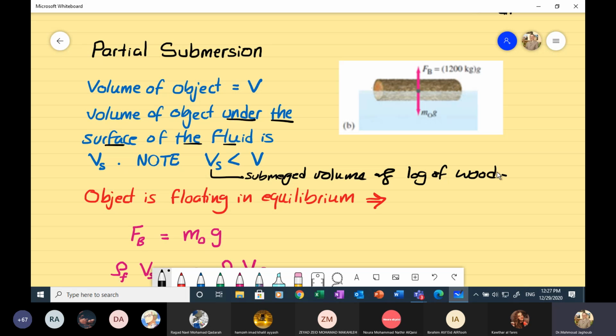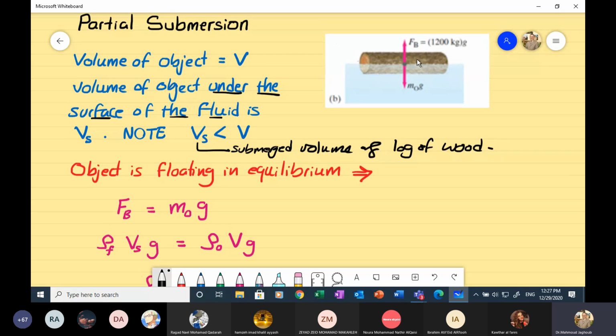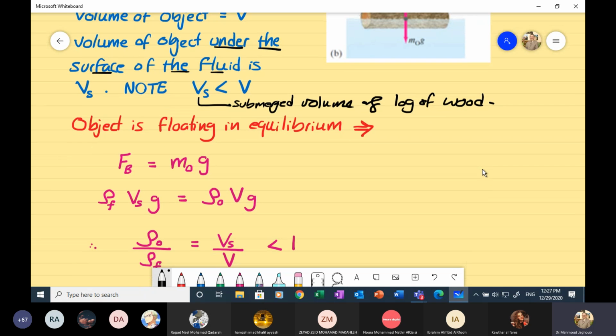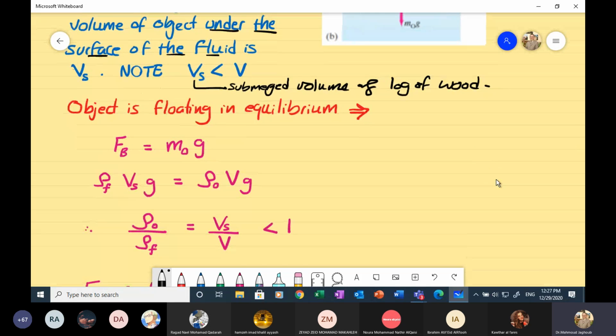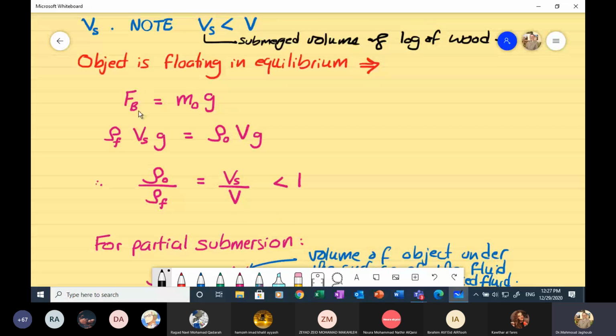Okay. Object is floating in equilibrium يعني هذا الجسم في حالة اتزان شو هو؟ سكوني. Therefore the buoyant force equals the weight. Whenever you have a floating object in a liquid, the buoyant force acting on the object equals the weight of that object. طيب. The buoyant force is the density of the liquid multiplied by the volume of displaced fluid, which is Vs, multiplied by G, equals the mass of the object, which is rho object multiplied by V of the object times G.